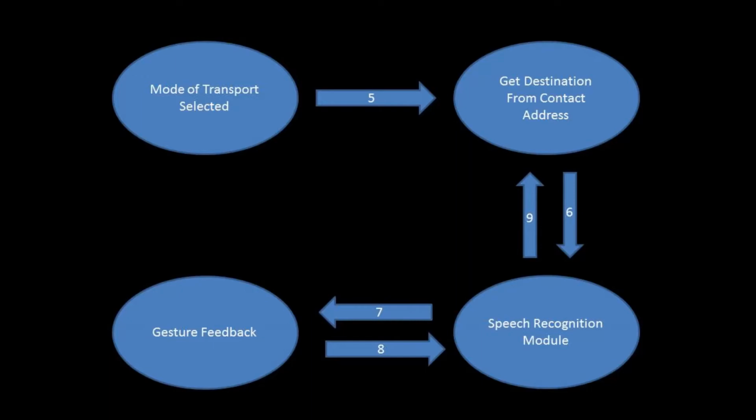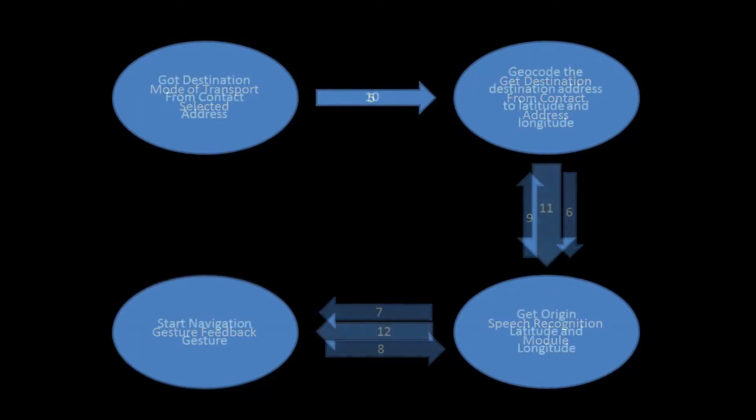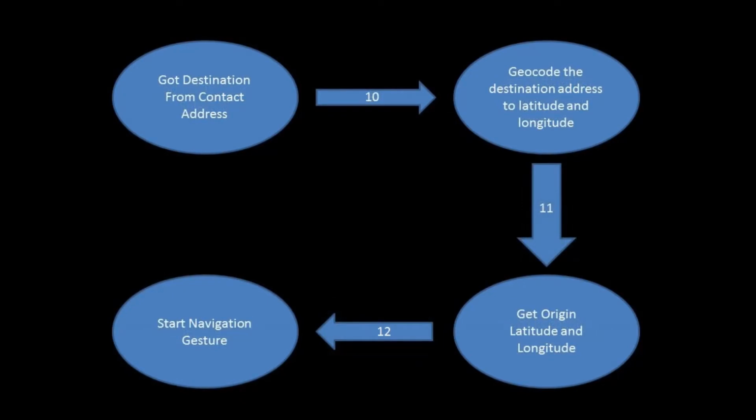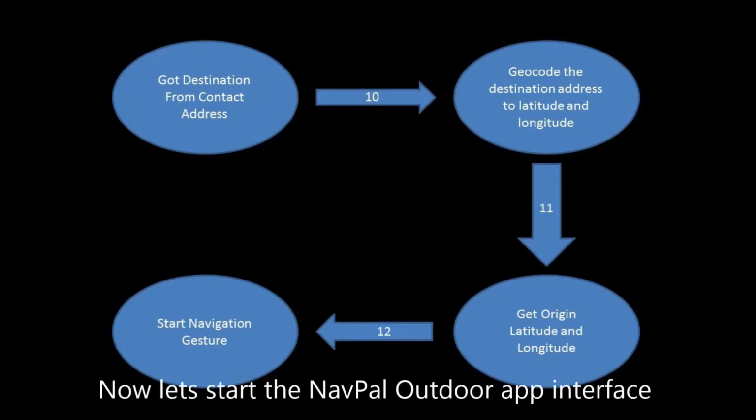The user speaks the contact name into the app, and the app parses the contact destination from the contact list. Next, the destination location is geocoded with respect to latitude and longitude of the destination. The app next parses the location of the user through GPS and network assistance. Now the app is ready to start the navigation. It would ask the user to go outside and swipe left to right for starting the navigation. Let's see each step one at a time.